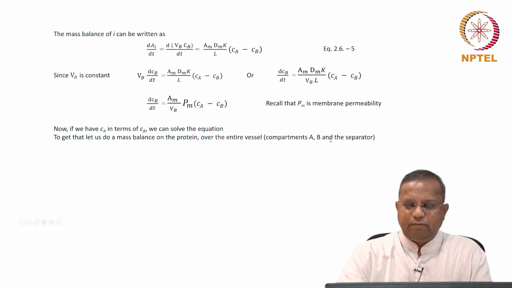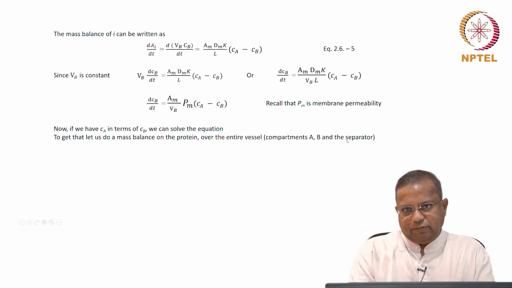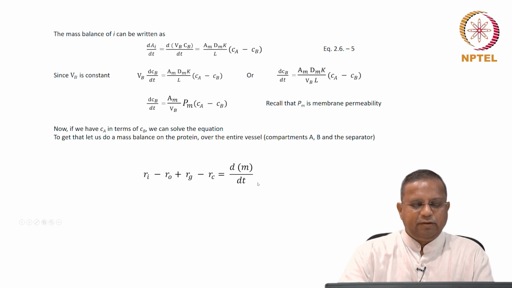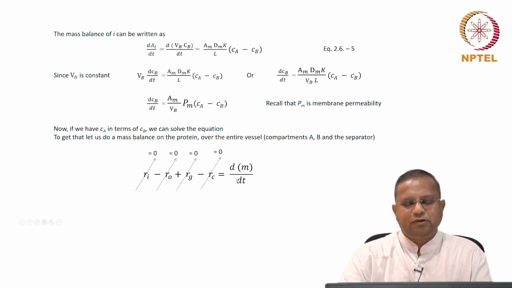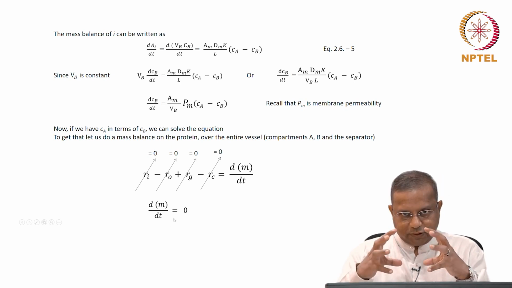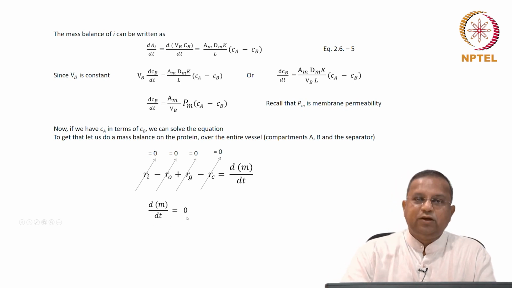So, the compartments A, B and the separator, which is the membrane with or without the coating. So, this is the material balance expression. This is the entire vessel, by the way. Therefore, there is no input, no output, no generation, no consumption, and the accumulation over the entire thing has to be equal to 0.